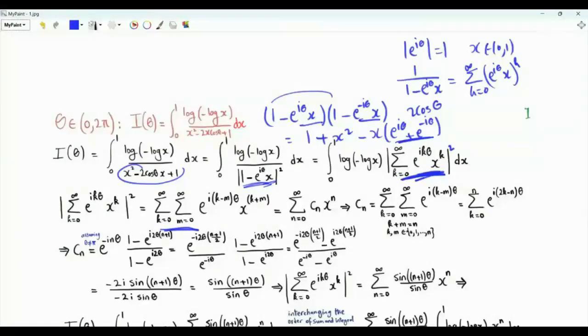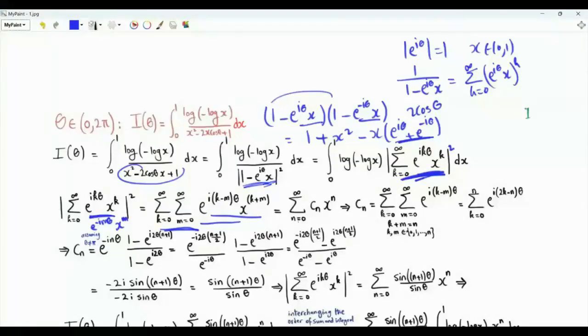This is a double sum, summation k from 0 to infinity, m from 0 to infinity. Then we have this multiplied by the complex conjugate with k replaced by m. So we multiply by e to the minus i m theta x to the power m. Can we write this double sum as a single sum?